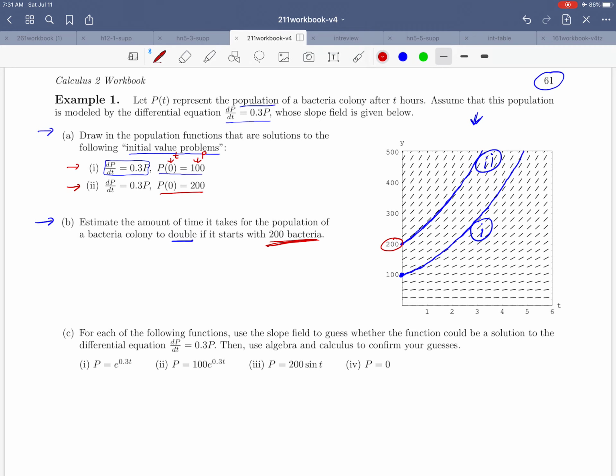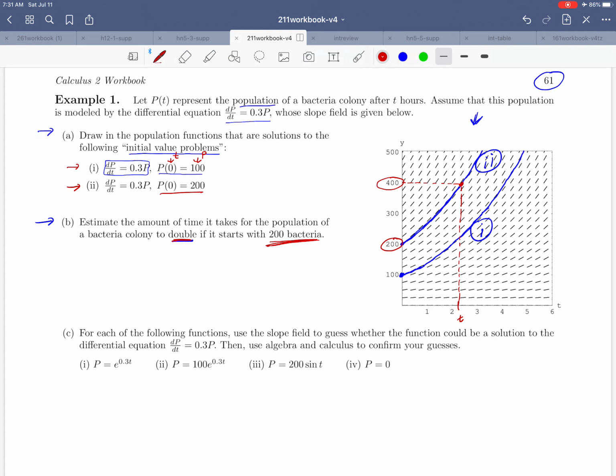Okay, so here's my question to you. If we start with 200 bacteria, what would double 200 be? Okay, it would be 400, and it's just asking us how long does it take for our curve to increase from 200 to 400. Okay, well, we can answer that graphically by just finding the point on the curve that goes with 400 bacteria and then just asking, what approximately is the time that went with it? Okay, somewhere down there.